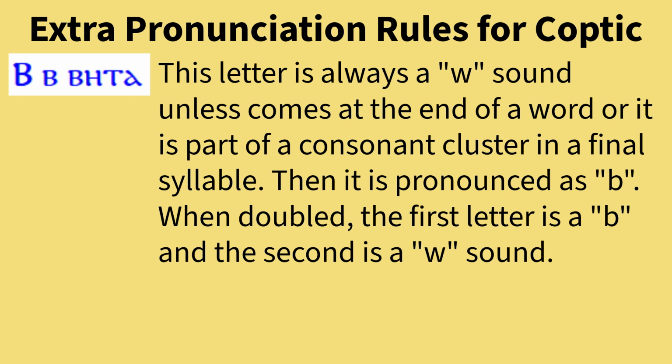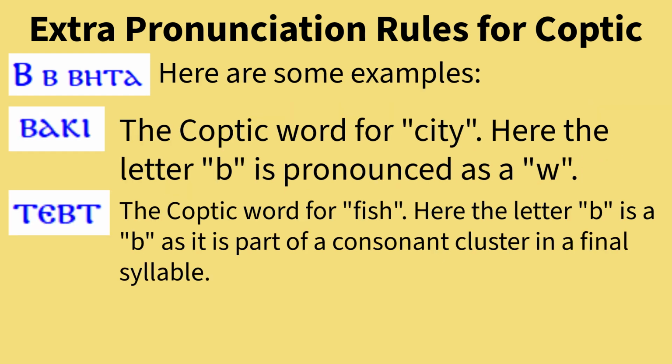When doubled, so when you have the letter wada twice, the first is pronounced as a B and the second is pronounced as a W sound, as in the name for the Coptic letter K, kabwa. So here are some examples.